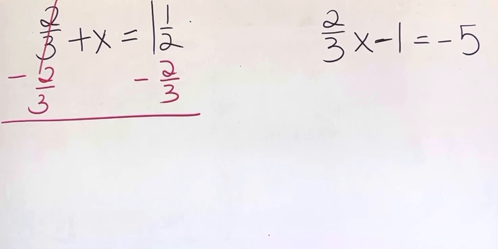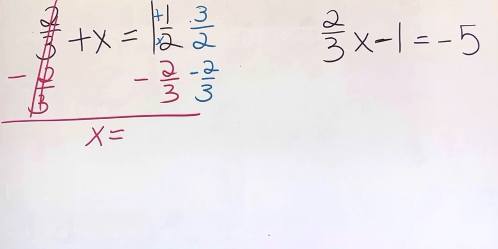And you can see that 2/3 minus 2/3 will zero out, and all you're left with on the left-hand side is x. On the right-hand side, you have 1/2 minus 2/3. So I have to change the mixed number to an improper fraction. So I'm going to take the denominator, multiply it by the whole number, and add the numerator. So 2 times 1 is 1, and then 1 plus 1 is 3. I'm sorry, 2 times 1 is 2, and then 2 plus 1 is 3. Sorry, late night. Okay, so now I have 3/2 minus 2/3.